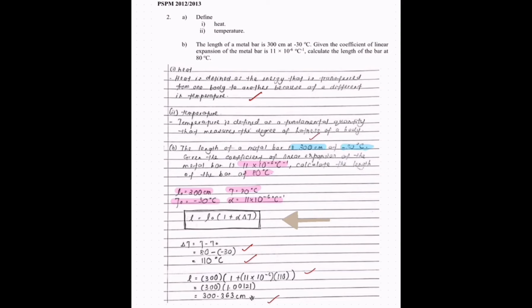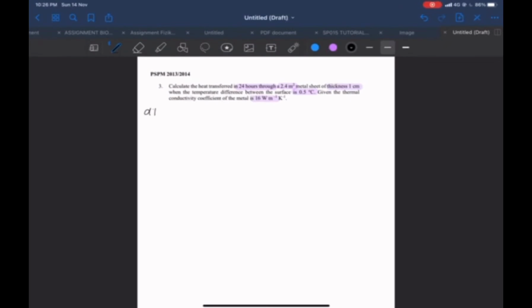And from the formula above, we have all the information except for the delta T. So we need to find the delta T. So delta T equals T minus T naught. And so we substitute the information into the formula and we got 110 degrees Celsius. And after we got delta T, we just substitute the information into the formula, and the length of the final answer is 300.363 centimeters.